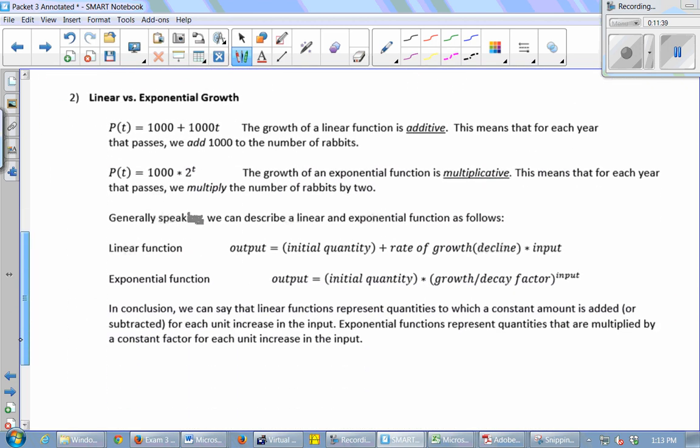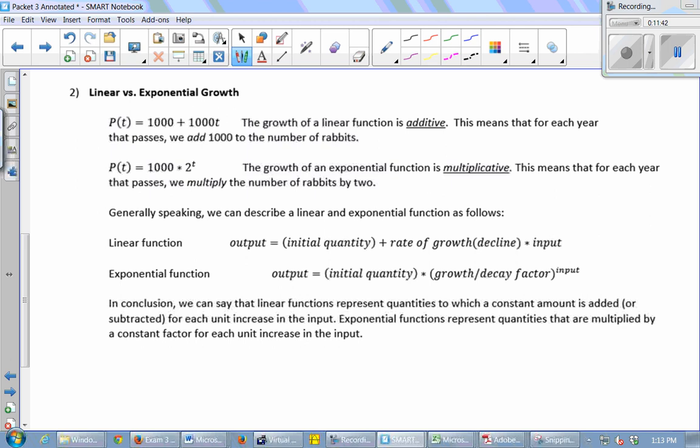All right, so a little summary of linear versus exponential growth. The rabbits, 1000 plus 1000t, the growth of a linear function is additive. You're always adding some amount for every unit of time, right? For this example, we added 1000 rabbits every year. And then the growth of an exponential function is multiplicative. Every year you multiply by something, right? So that means for the rabbits, every year that passed, we multiplied the number of rabbits by 2. So linear, additive, exponential, multiplicative.